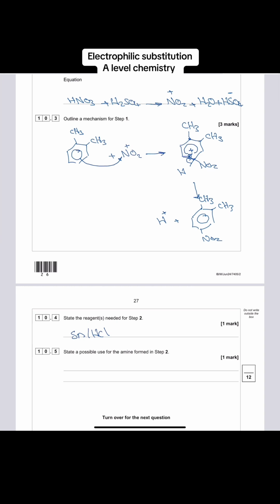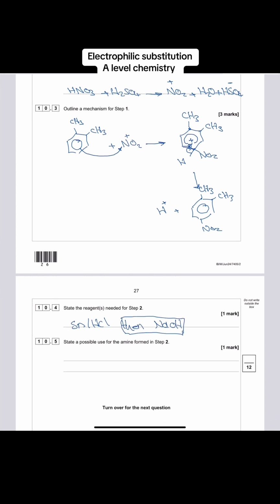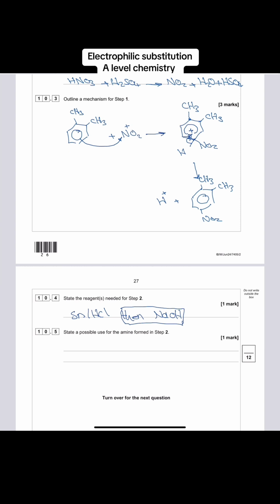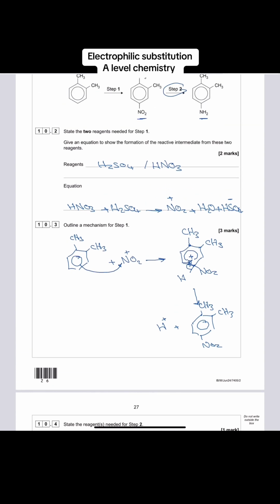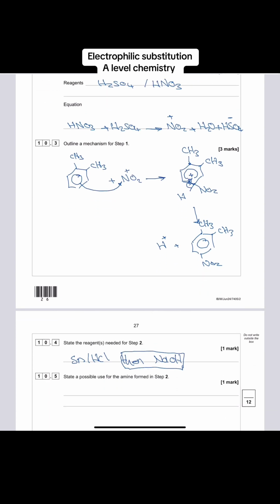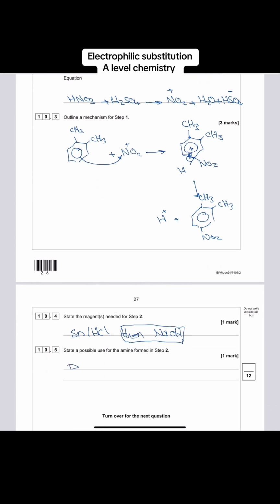However, if you write the sodium hydroxide, don't just write it next to the tin and HCl, because this is wrong. You have to say then sodium hydroxide, then add sodium hydroxide, or you can ignore this completely and you will not be penalized. The final question is to state a possible use for the amine formed in step 2. There are several uses for the amines. One of them is to be used as dyes. So you just need to memorize one of the uses of these amines.